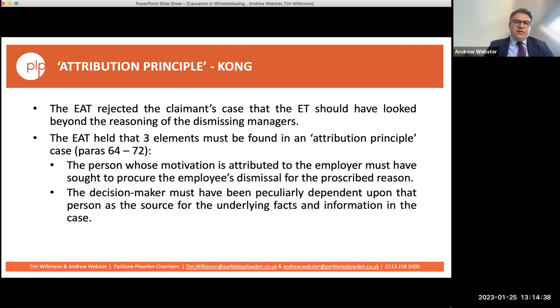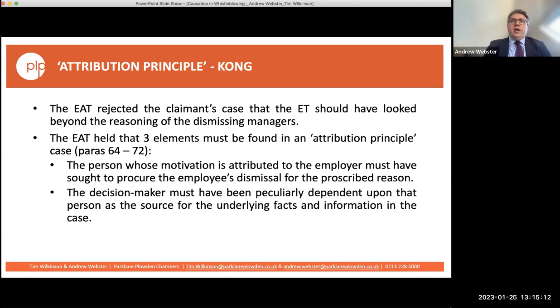Well, insofar as the attribution principle is concerned, the claimant took the point to the EAT, and she argued that this was a Duty situation, an attribution principle situation, by reason of the involvement of Harding in the lead up to her dismissal. Well, the EAT comprehensively rejected this suggestion, but importantly gave some clear guidance on what needs to be established if an employee or claimant is going to make out a Duty or attribution case.